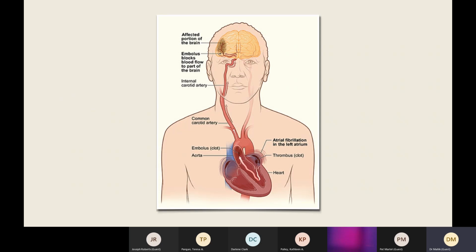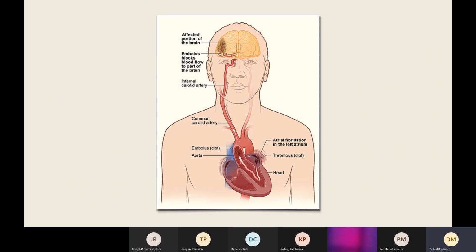Now, this diagram here is showing the heart, 2 upper chambers beating erratically in atrial fibrillation. A blood clot forms in the heart, breaks loose, goes up through this aorta, through the carotid artery, and gets lodged in some portion of the brain, causing a stroke. And that's essentially the mechanism of how AF, atrial fibrillation, causes a stroke.